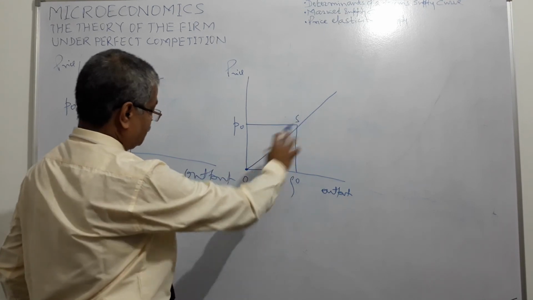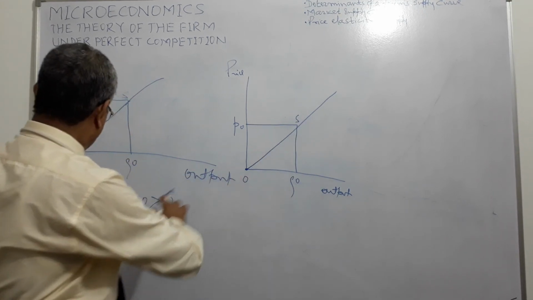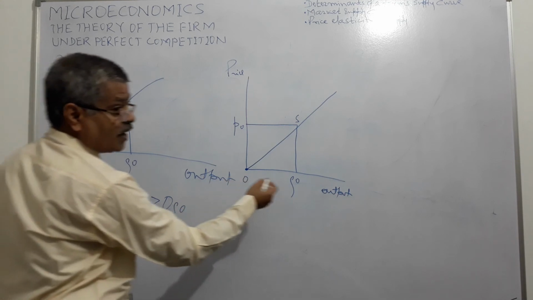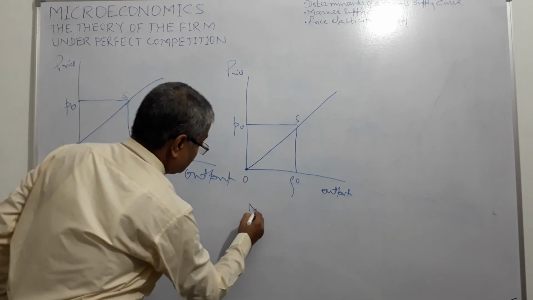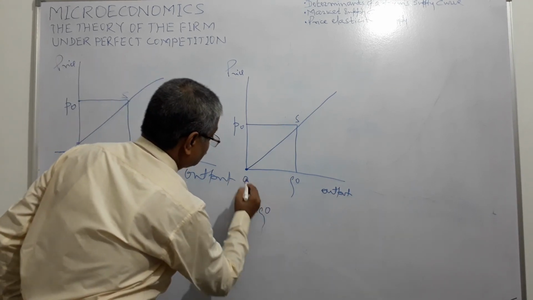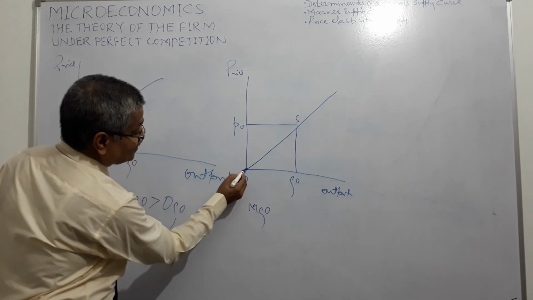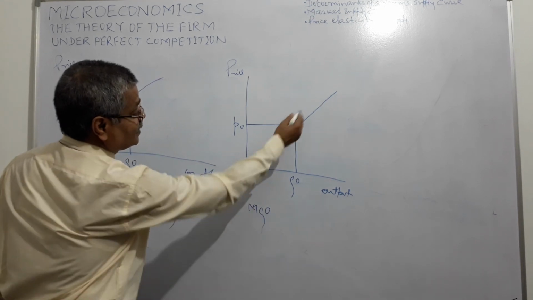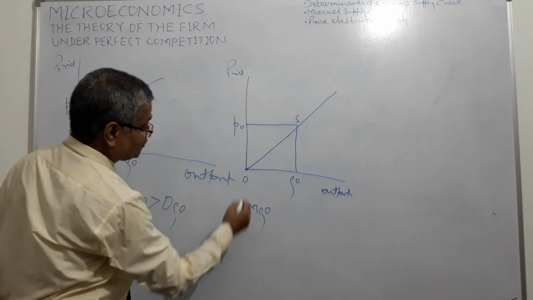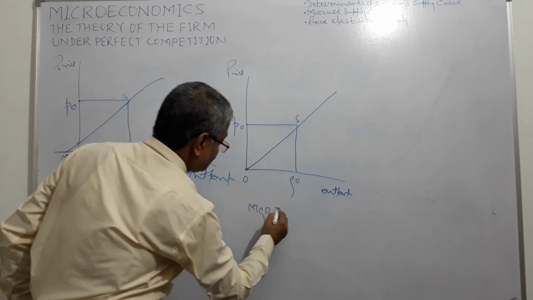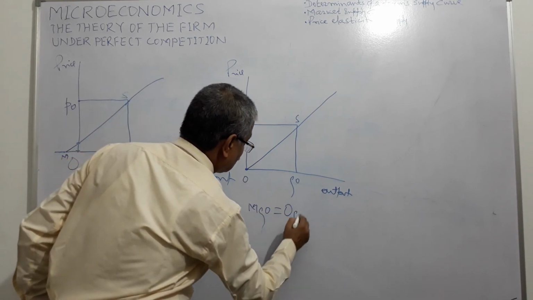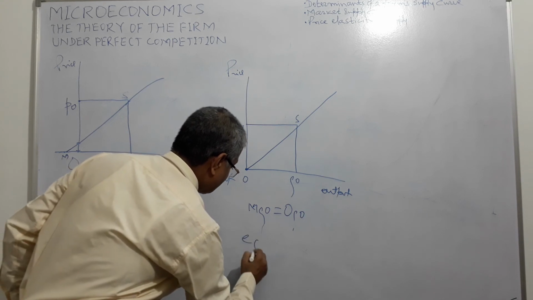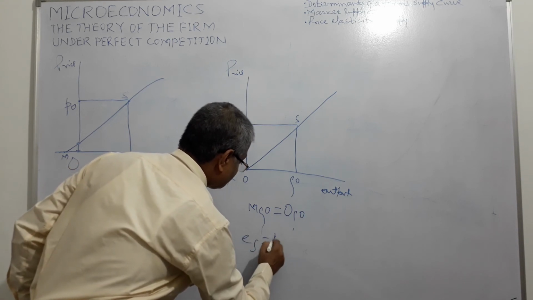OQ0 and MQ0 are the same. So here M has submerged with O. It has cut at this point. MQ0 is equal to OQ0. So what will be the price elasticity of supply? 1.